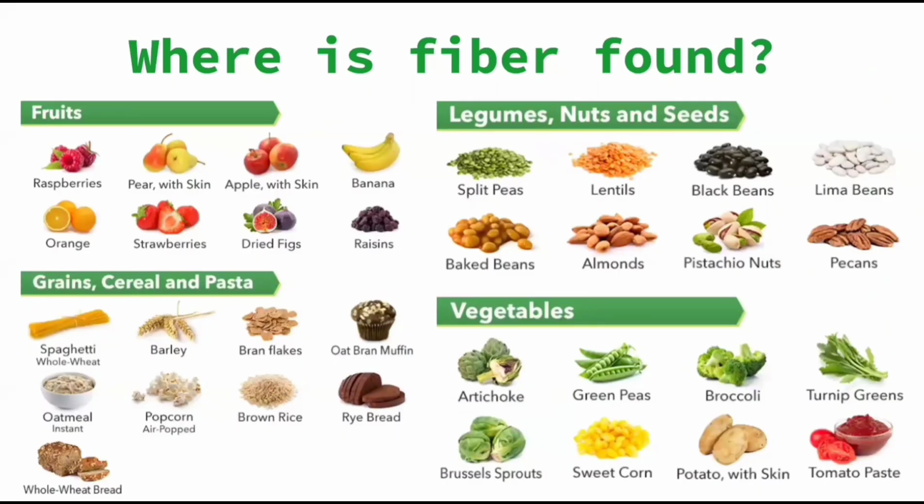Naturally occurring dietary fiber is found in a variety of foods including beans and peas, fruits, nuts, seeds, vegetables, wheat bran, whole grains such as whole wheat, brown rice, popcorn, and quinoa, and foods made with whole grain ingredients such as breads, cereals, crackers, and pasta.